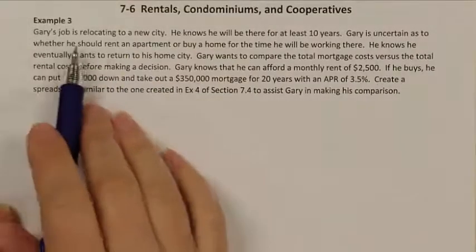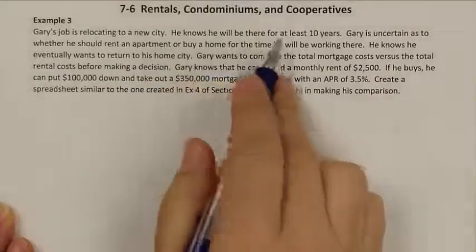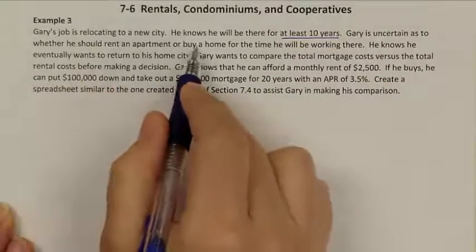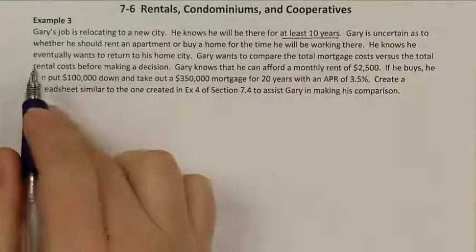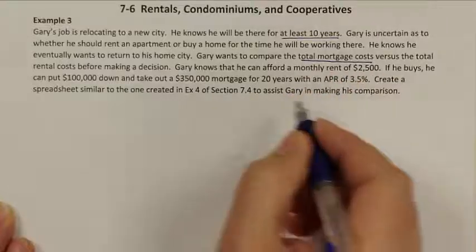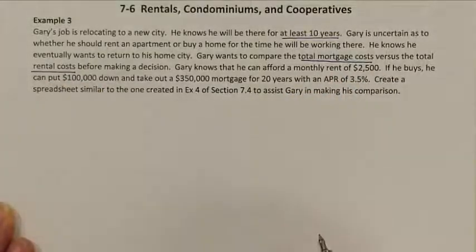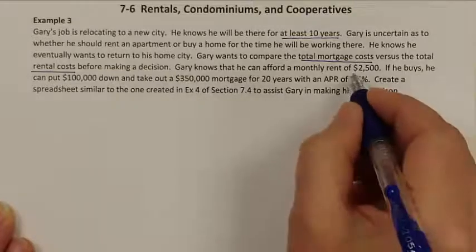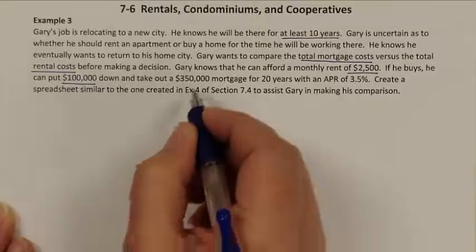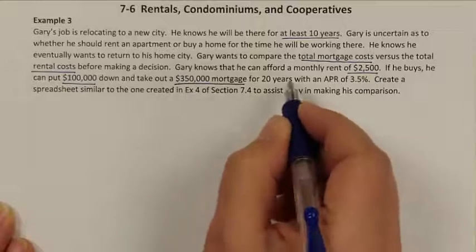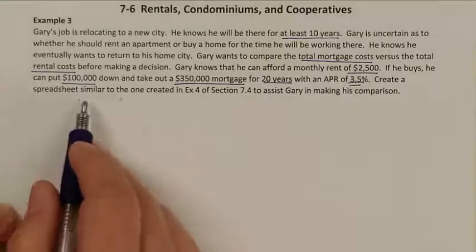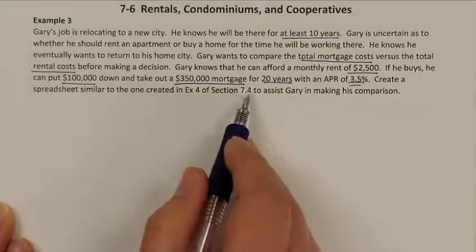Example 3. Gary's job is relocating to a new city. He knows he will be there for at least 10 years. Gary's uncertain as to whether he should rent an apartment or buy a home for the time that he's working there. He knows he will eventually return to his home city. Gary wants to compare the total mortgage costs to the total rental costs before making his decision. Gary knows that he can afford a monthly rent of $2,500. But if he buys, he can put $100,000 down and take out a $350,000 mortgage for 20 years at this APR. Create a spreadsheet similar to the one you created in example 4 of lesson 7.4 to assist Gary in making his comparison.